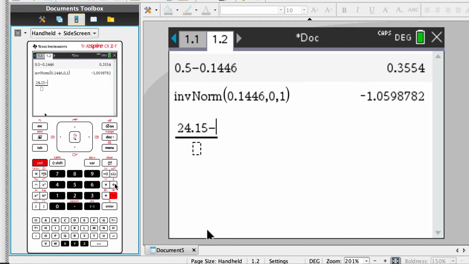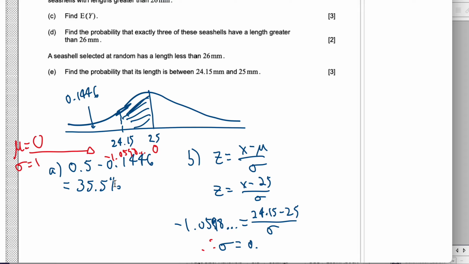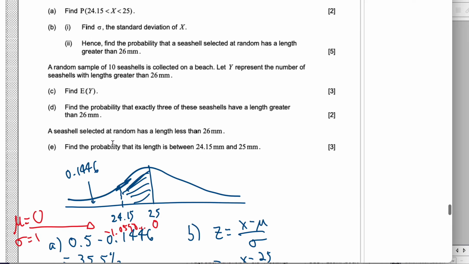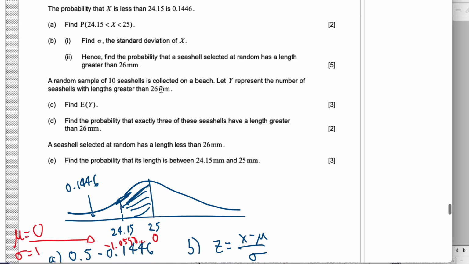24.15 minus 25 divided by the previous answer. So it should be this. So therefore, sigma is equal to 0.802 to 3 significant figures. Okay, and that should be that. All right, so that was just part 1.